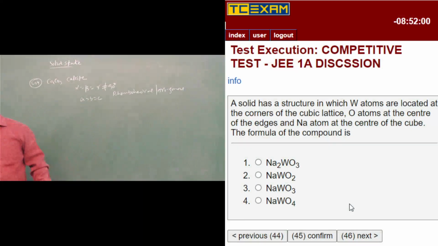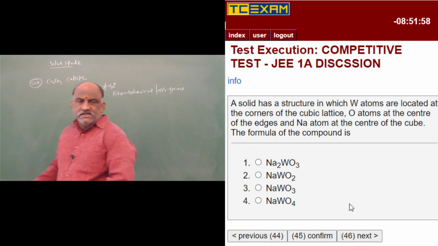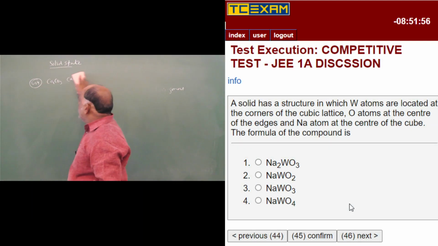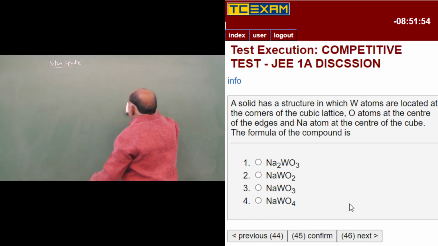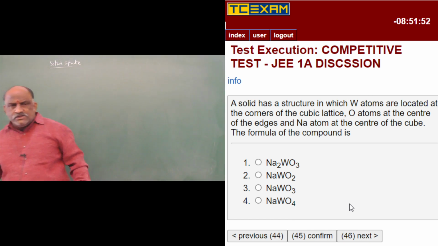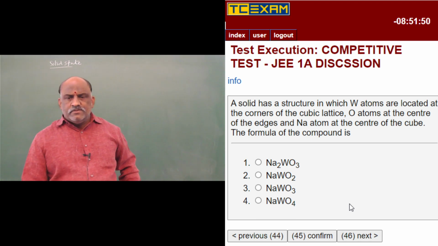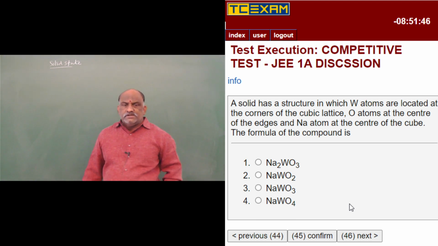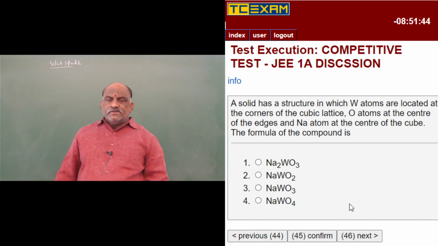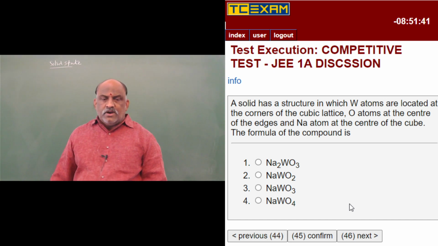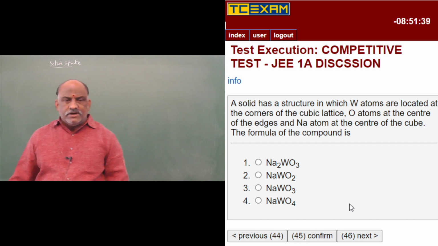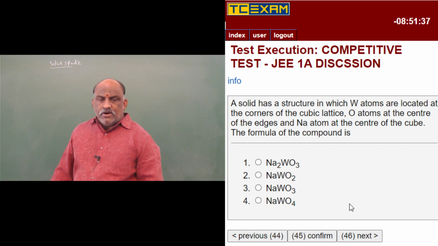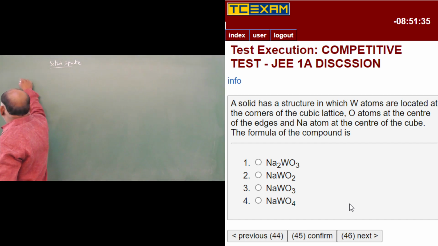45. A solid has a structure in which W atoms are located at the corners of the cubic lattice, O atoms are at the center of the edges, and Na atoms are at the center of the cube. What is the formula of the compound? W atoms are located at corners.